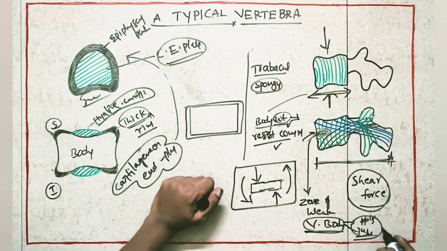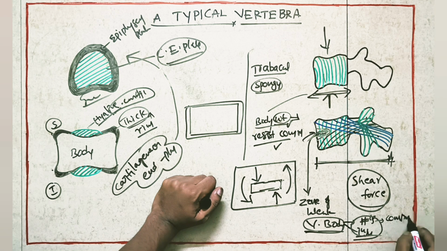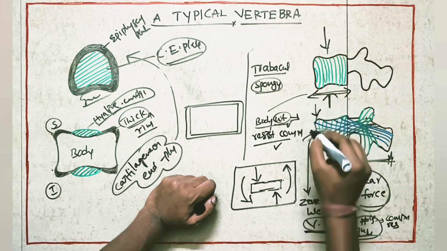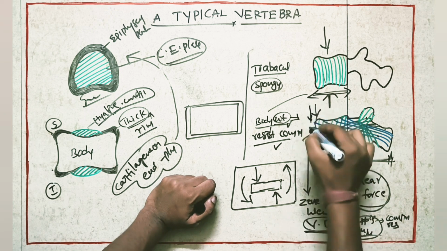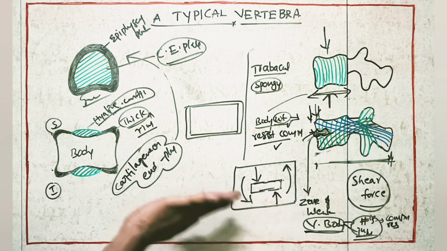So this is about the body of the vertebra. The most common fracture here is the compression fracture. Compression fracture means a force comes from here, or more force comes from here, and because of that it may go for fracture. This is about the body of the vertebra.